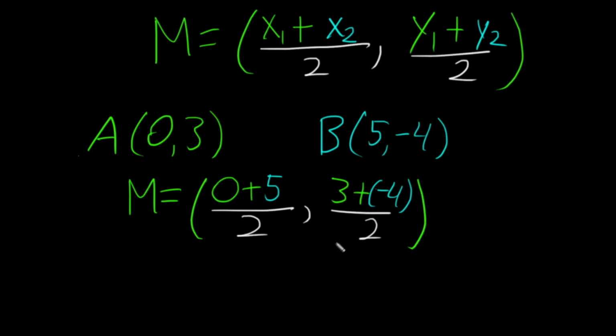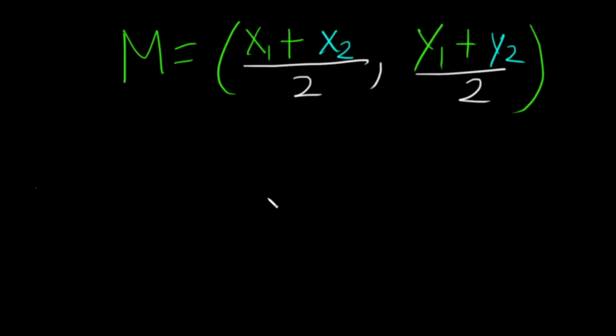And now let's simplify. 0 plus 5 gives us 5, and we're still over 2, comma. 3 plus -4 will give us -1 over 2. Because these fractions will not simplify any further, we can leave this as our final result. The x value of the midpoint is 5/2, and the y value is -1/2.